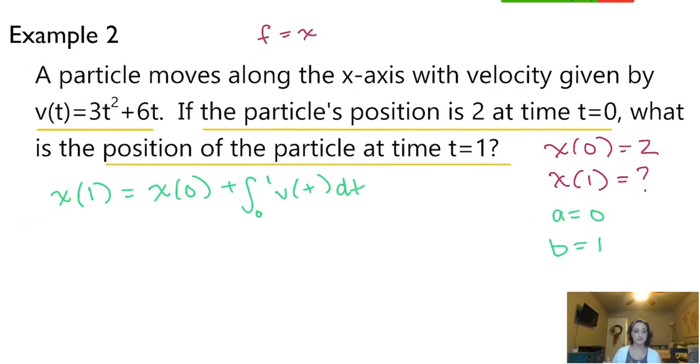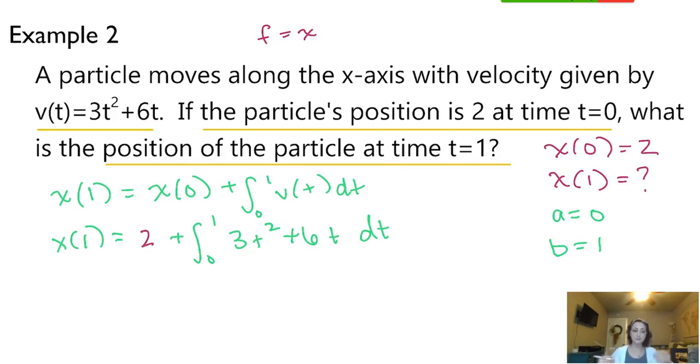All right, so now let's plug in what we know. Again, x of 1 is what I'm looking for. x of 0 is what? x of 0 is 2, okay? Then plus the integral from 0 to 1 of v of t, so that was 3t squared plus 6t dt, right? Now let's say this is calculator active.